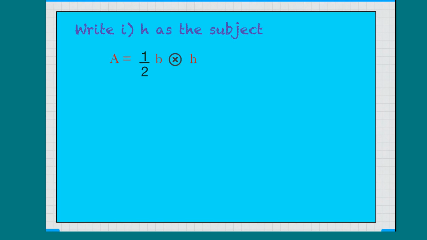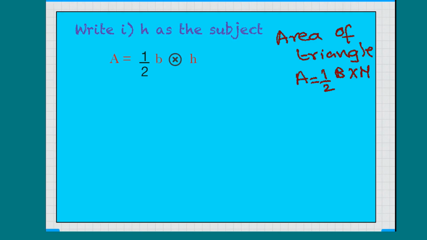One more question, I'm going to do it for you. See here, you've got this formula, which is the area of a triangle. We know A equals half base times height. B stands for base and H stands for height. So what we will do first, same rules. They're asking us to make H the subject, so we need to have H as the subject.